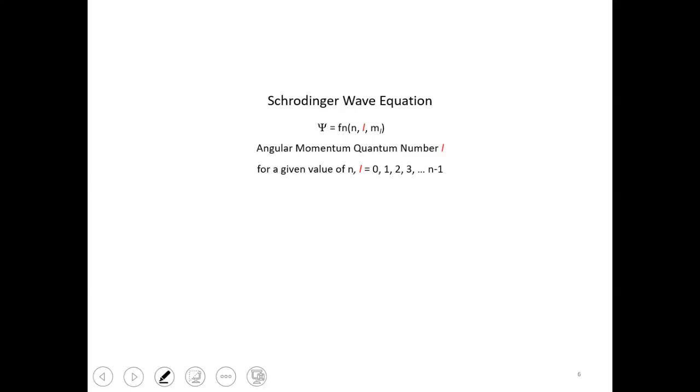So let's play with this formula here, for example. So if n equals 1, that means that L can be 0, and then n minus 1 is 0. So L can only have one value when n equals 1.